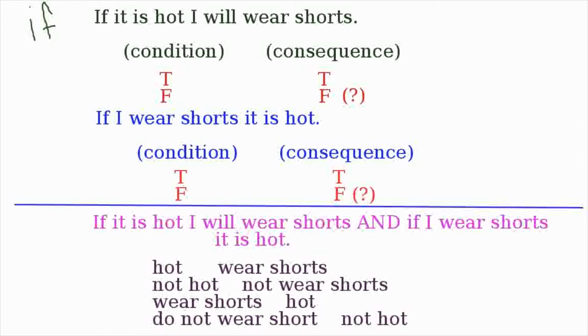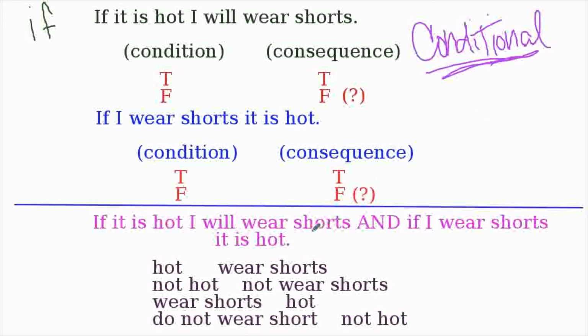The first example, where you have a single statement with an if, is called a conditional, because it has that piece called a condition. The second one, where we specify it in both directions, is called a biconditional. Why? Because we have two parts, they both have a condition, and they work in both directions. Now, sometimes you have a conditional situation and sometimes you have a biconditional situation.